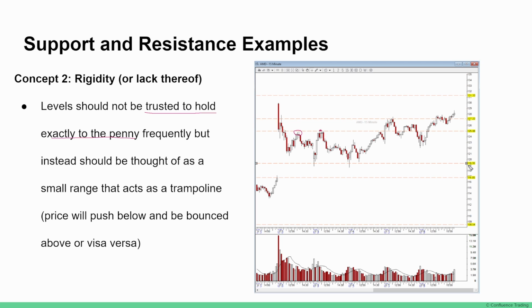You then have a level at $119.35 that was tested here, here, and then generally it was retested multiple times kind of as a range. So if you had tried to put your stop loss like a penny below this level, you would have gotten stopped out multiple times. But if you were patient and you had trusted this again as kind of more of a trampoline or a range, you could have played the rejection of this level up to the top side again. So again, please do not trust these levels exactly to the penny. Treat them as a small range.